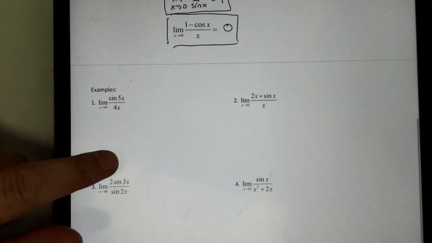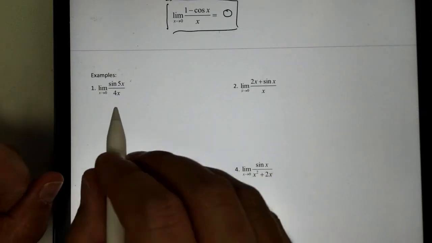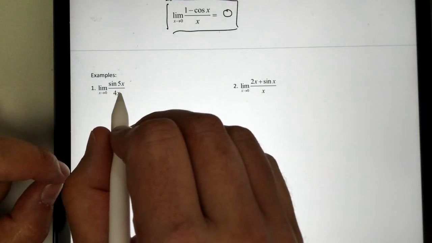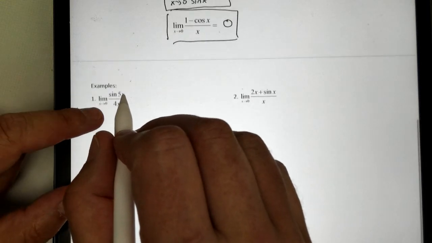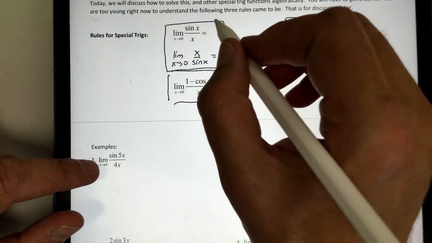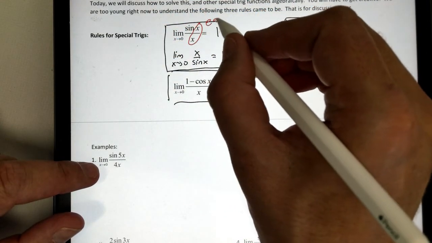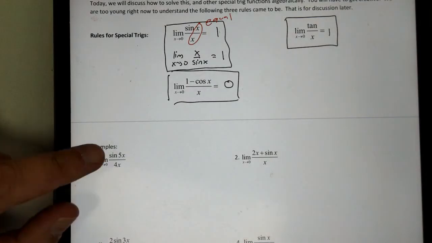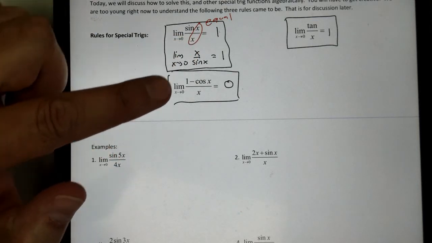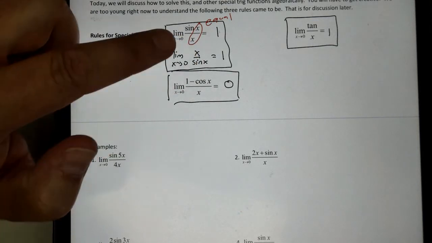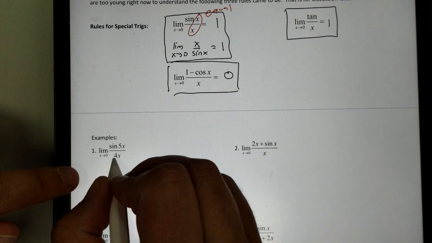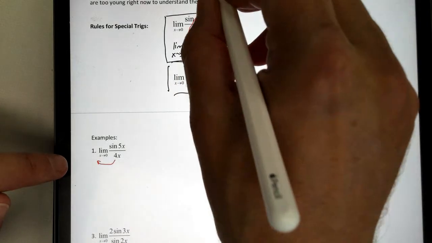Number 1, we want to find the limit as x approaches 0 of sine of 5x over 4x. Now, one thing I want you to be aware of, notice in our rule up here, these must be equal. They must be the same. So if I have sine of 5x over 4x, they cannot be the same. So these aren't the same here, I've got to use some algebra rules to help out. But what I'm going to do is factor the 4 out.